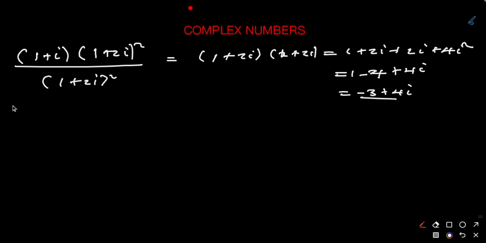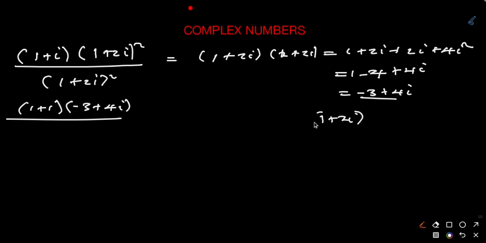So let me just write that one. So we have (1 + i), then (negative 3 + 4i), then divided by. So let me also deal with this part here. For that part, we have (1 + 2i), then again we have (1 + 2i). So here we're going to have 1, then here we're going to get 4i squared. So here we're going to get negative 4. So 1 minus 4, that is negative 3. Then here, if I add, I'm going to get 4i.